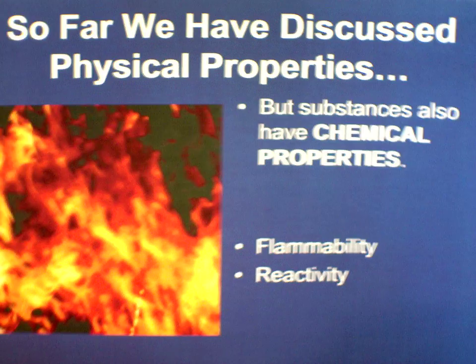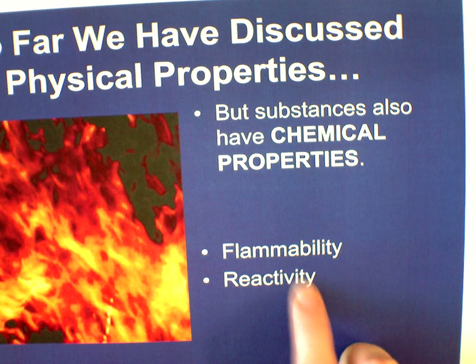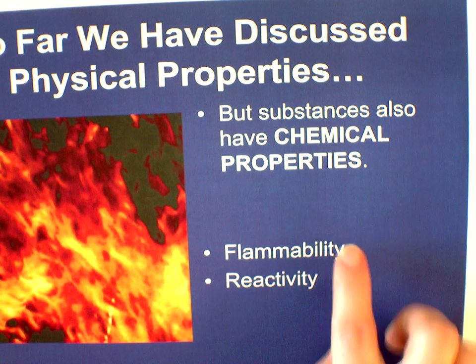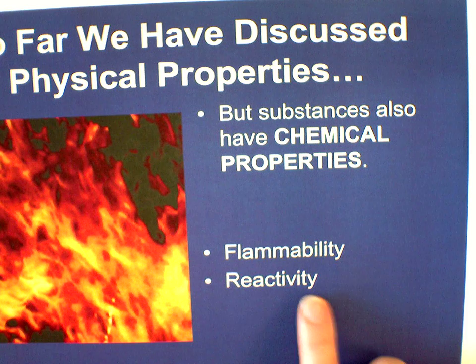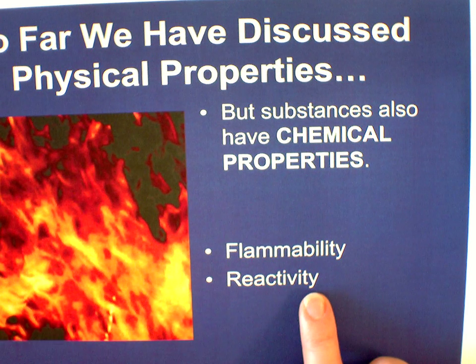Alright, so we've discussed physical properties, but there's also chemical properties. Two examples would be flammability and reactivity. A chemical property is something that you can't really just observe by looking at it. You actually have to allow the thing to react in order to observe the chemical property. So flammable, you're not going to know it's flammable until you set it on fire, right? Reactive, you're not going to know it's reactive until you let it react.